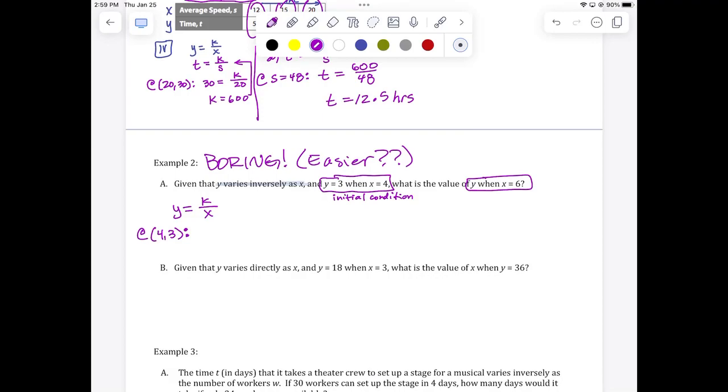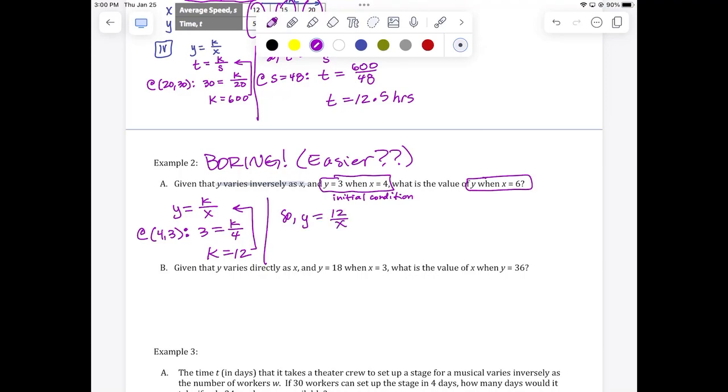So at the point (4, 3), we get 3 = k/4, and we multiply both sides by 4, and we get k = 12. Now, when you're working your homework, you might get a question that just says, what is the constant of variation? We'd be done, right? The constant of variation is 12. But in this question, we're trying to go further and find a y value. So we plug it back in right here, and we get y = 12/x.